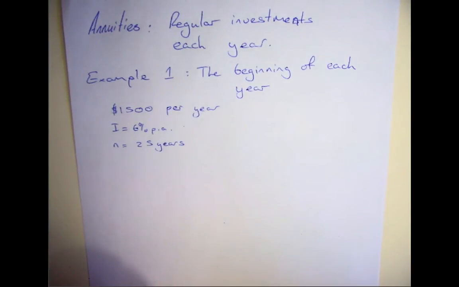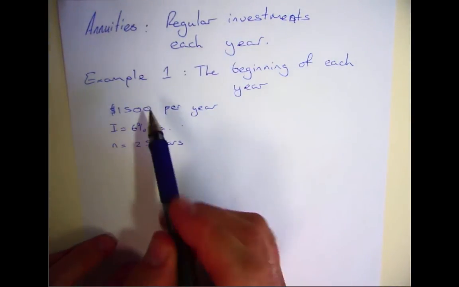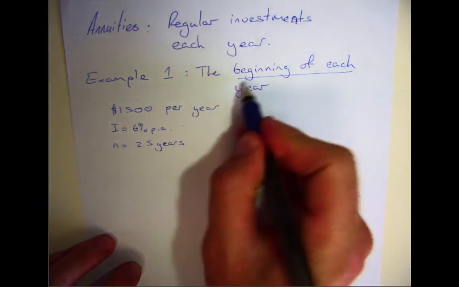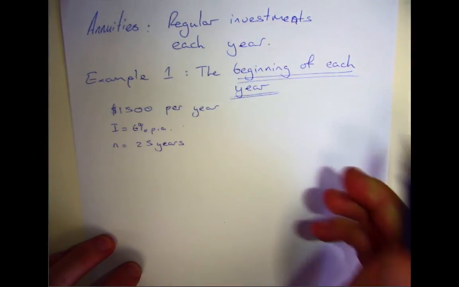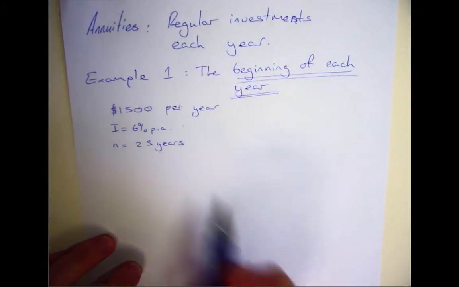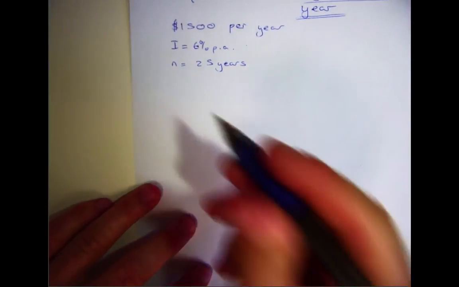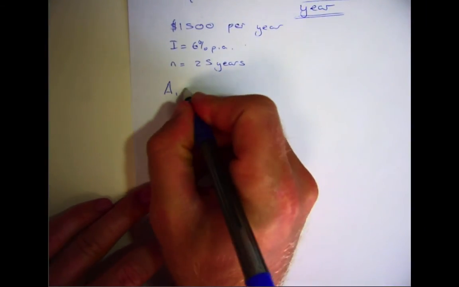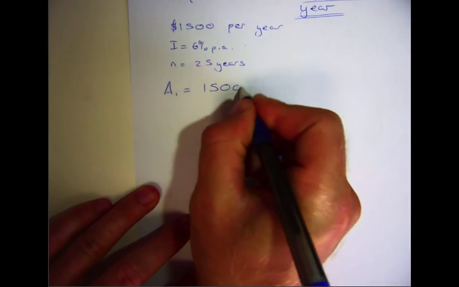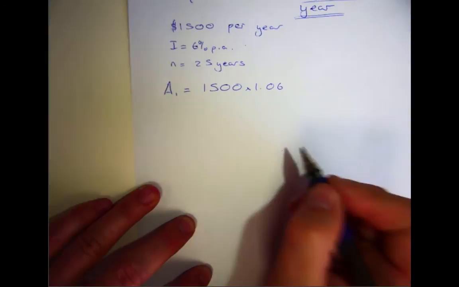Okay guys, so having a crack at this. Annuities, regular investments each year. Example 1, we're investing at the beginning of each year. Okay, so there are two different types really, the beginning of each year or at the end of each year. So we have $1,500 per year, interest is 6% per annum, n equals 25 years. So what we're doing is we look at first year. We invest $1,500 at the start of the year, and that earns 6% interest times 1.06.